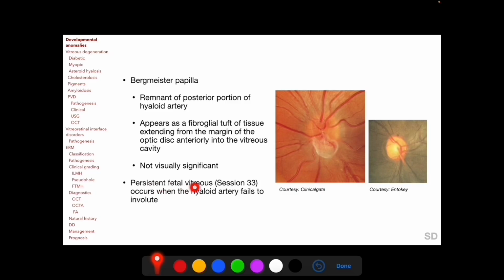And persistent fetal vitreous, which we have discussed earlier as a differential diagnosis of retinopathy of prematurity, occurs when the hyaloid artery, either the entire artery or its anterior or posterior portion, fails to involute. This clinical photograph shows a persistent patent posterior portion of a hyaloid artery.